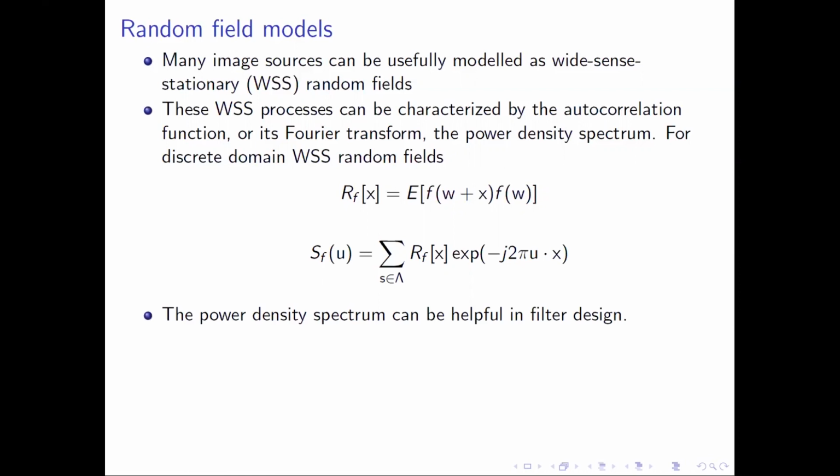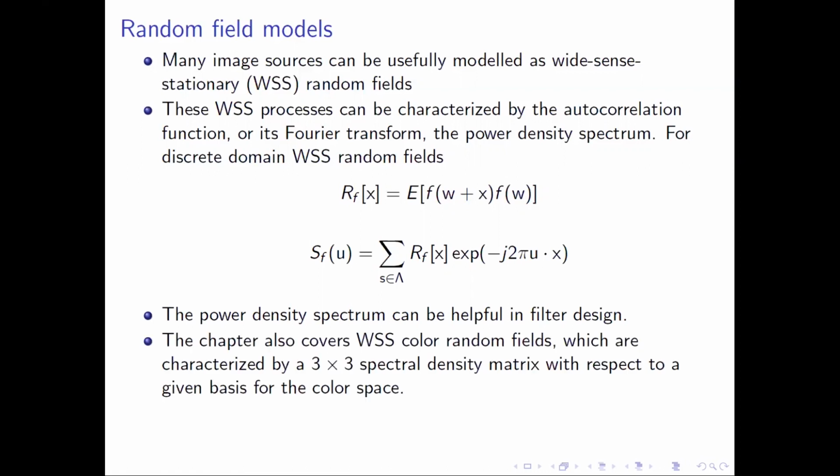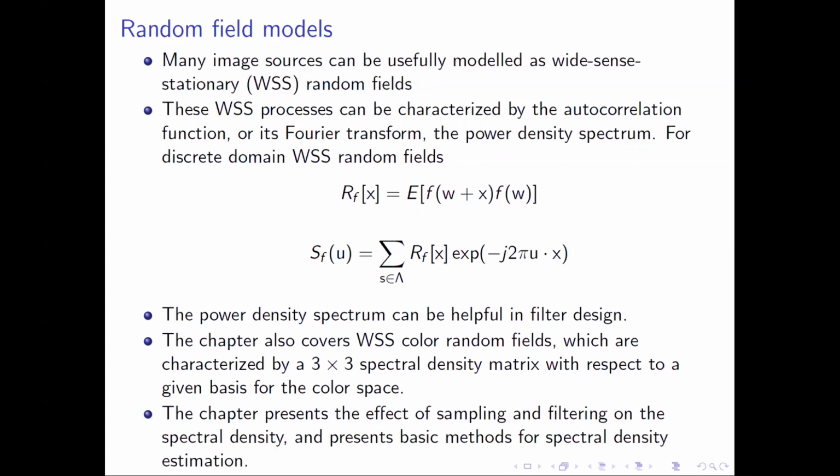Later chapters give a few examples of the use of power density spectrum to guide filter design. The chapter also introduces the spectral density matrix for vector-valued random fields, specifically for application to color signals. The chapter concludes by demonstrating the effect of sampling and linear shift invariant filtering on a wide-sense stationary random field. It also presents some basic methods for estimating the spectral density or spectral density matrix. As an example, we applied the spectral density estimation method to this halftone image of the author from 1963.